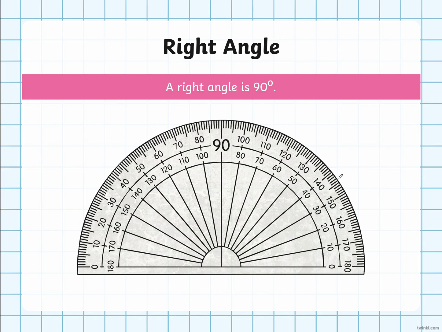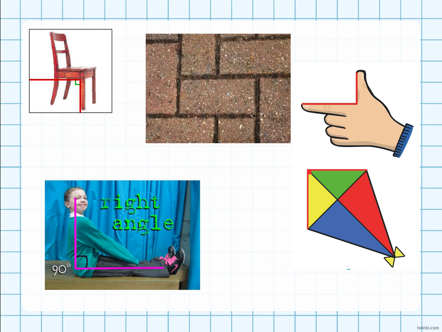First, let's look at a right angle. A right angle is 90 degrees. So this is an example of a right angle. We can see that it's 90 degrees. Here are some examples of right angles in real life. These bricks are set at right angles to each other. The way this girl is sitting, she's sitting at a right angle. And this thumb and this finger make right angles.